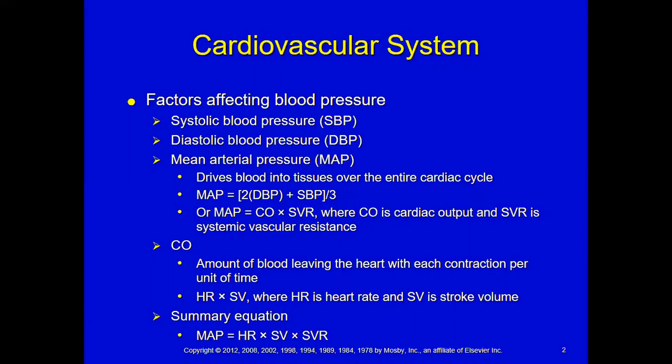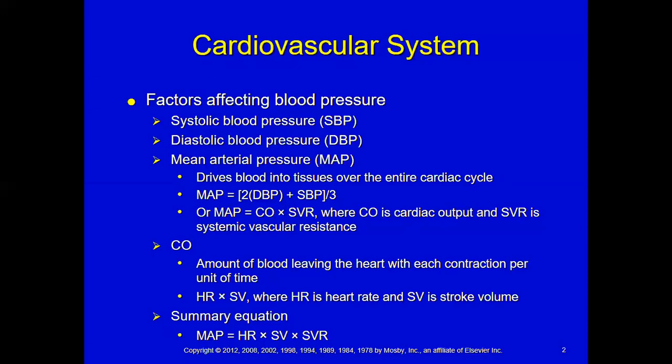Okay, so the MAP, that mean arterial pressure, that's what's going to drive the blood into the tissues during that cardiac cycle. Okay, this mean arterial pressure. All right, and how can we figure out what the MAP is? Well, there's a couple ways we can do it. One, you're not going to be able to get because you've got to have a whole lot of calculations, and if they don't have hemodynamic monitoring going on, you're not going to get it.